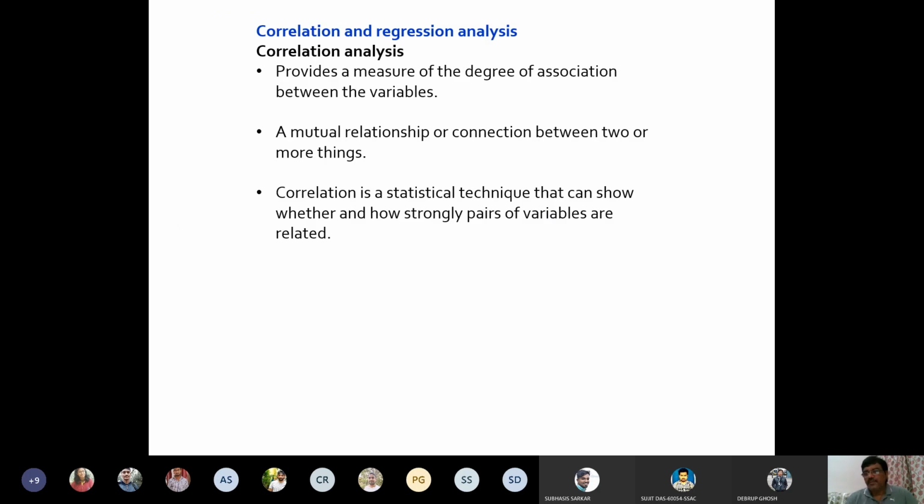Then just in brief, I want to tell you the difference between correlation and regression. What is correlation? In simpler words, correlation means the relationship between two variables, or a kind of association between two variables. It provides a measure of the degree of association between the two variables, how closely two variables are related. That is done by correlation analysis. A mutual relationship or connection between two or more things is also correlation. Correlation is a statistical technique that can show whether and how strongly pairs of variables are related.